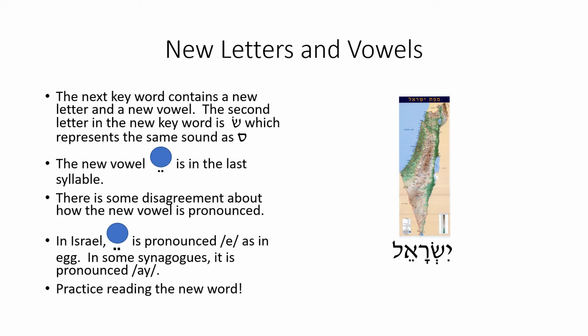So that said, this particular keyword, Yisrael, is obviously the name of the land, the country of Israel, Medinat Israel. It can also be Eretz Israel, the land of Israel, or Am Yisrael, the people of Israel. Practice reading this new word.